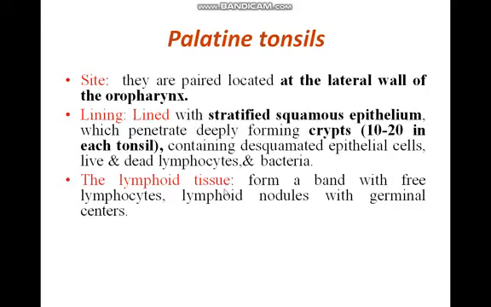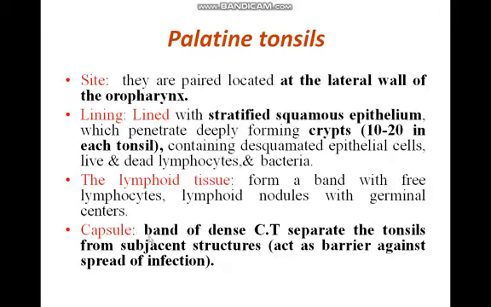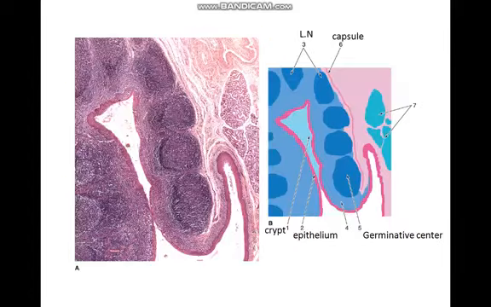The lymphoid tissue in the tonsils is in the form of a free lymphoid tissue and in the form of lymphoid nodules with germinal centers in case of activation. The capsule is a band of dense connective tissue. It's located beneath the tonsils and separated from the underlying structure and prevents the spread of infection.